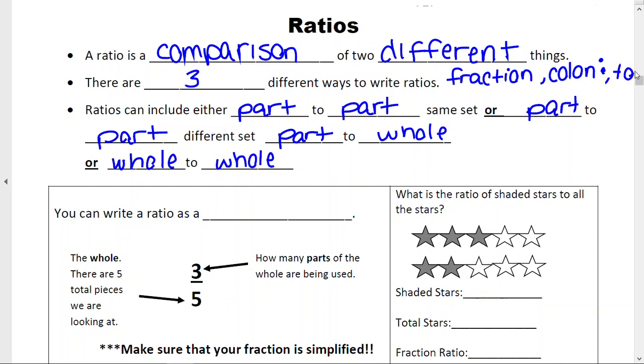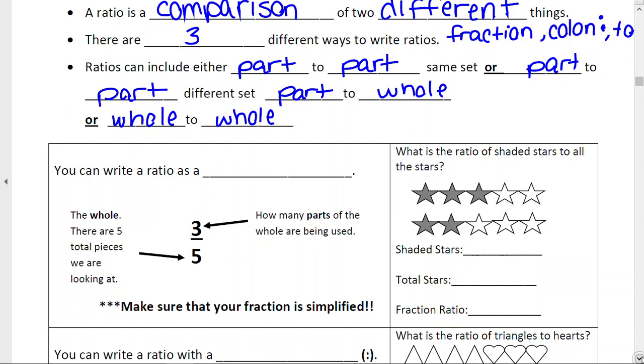And you can include either part-to-part ratios of the same set, part-to-part different set ratios, part-to-whole ratios, or whole-to-whole ratios. And we'll go over what those specifically mean on our next page. But for right now, we're going to talk about the three different ways that you can write a ratio.